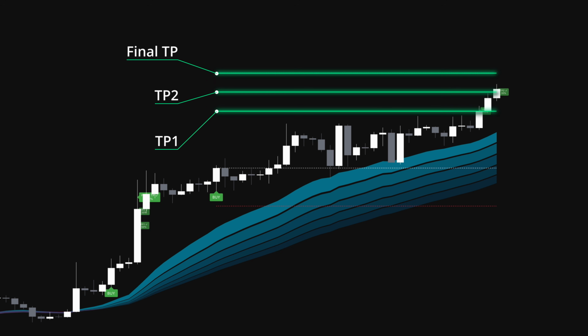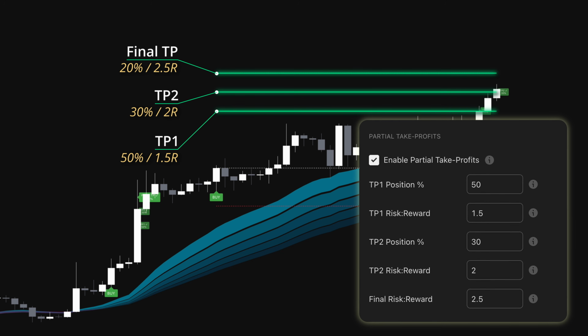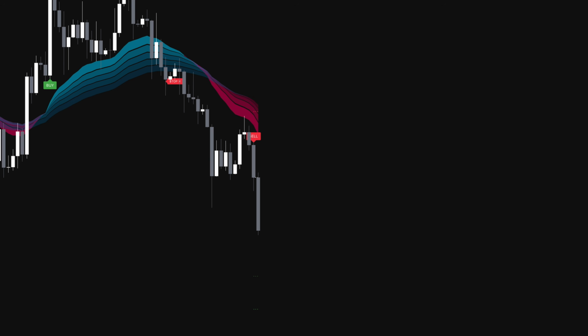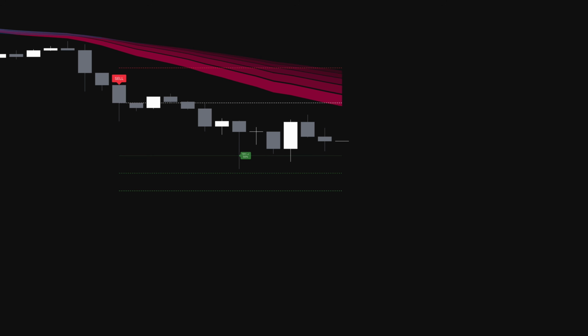Default settings close 50% at 1.5 R, another 30% at 2 R, and let the final 20% run to 2.5 R. You can adjust all of these, the percentages and the R multiples. Why does this matter? It locks in profit early while keeping upside exposure. If the trade reverses after TP1, you've already banked half your position. If it keeps running, the remaining portion captures the extended move.